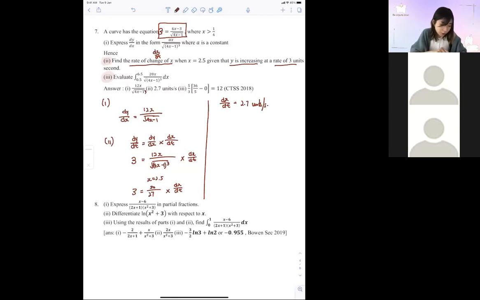Can you do part 3? Just now they asked you to differentiate. Now they ask you to integrate. Before you can integrate, what must you write down? You must write your clue, right? So you differentiate this equals to this. Now you integrate this, you get back this.